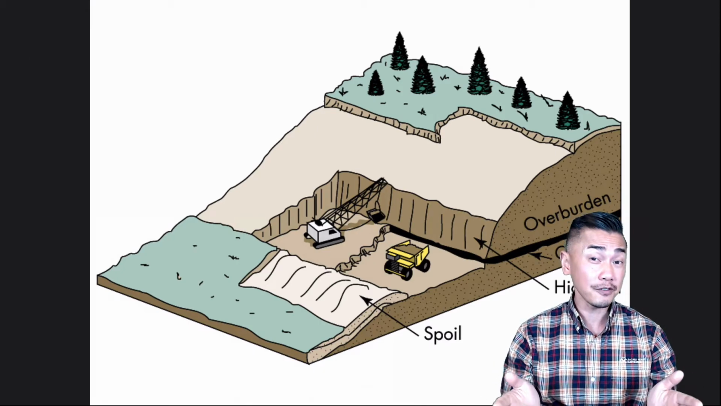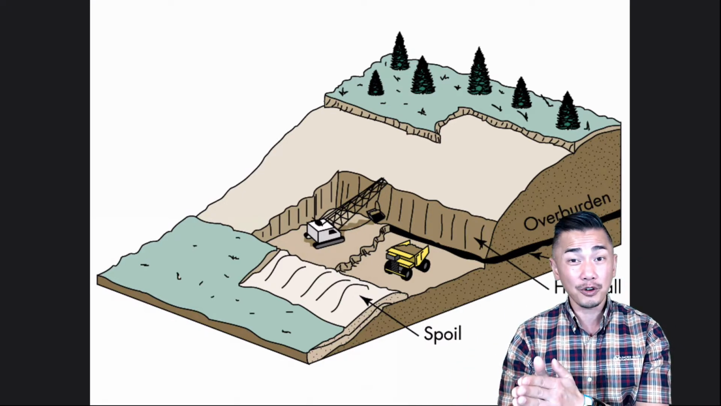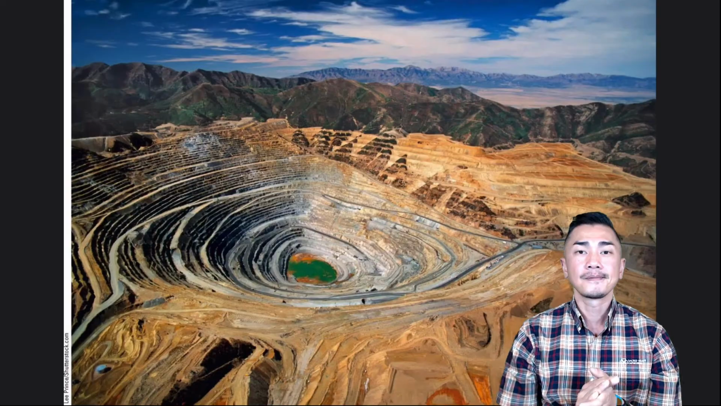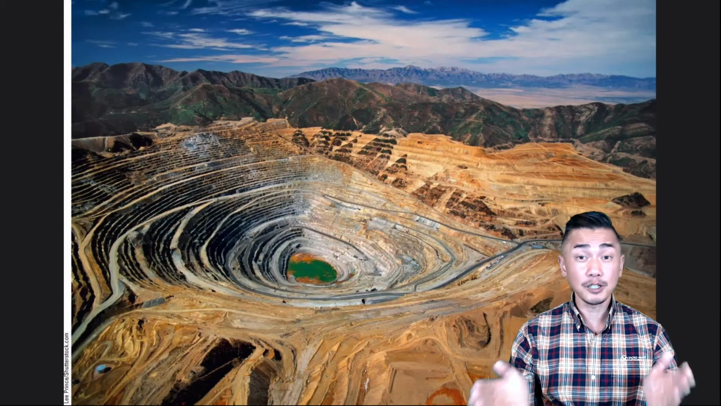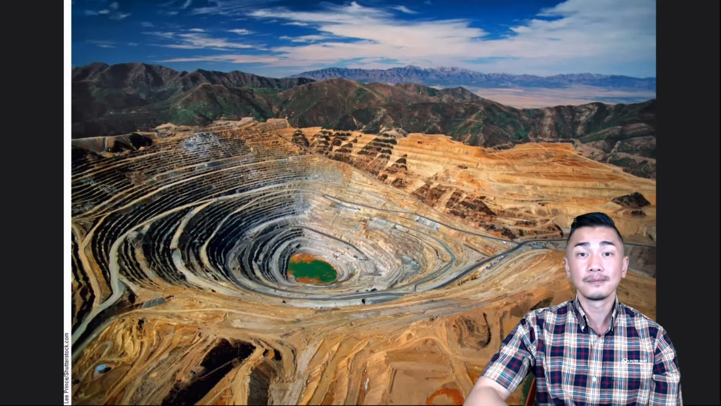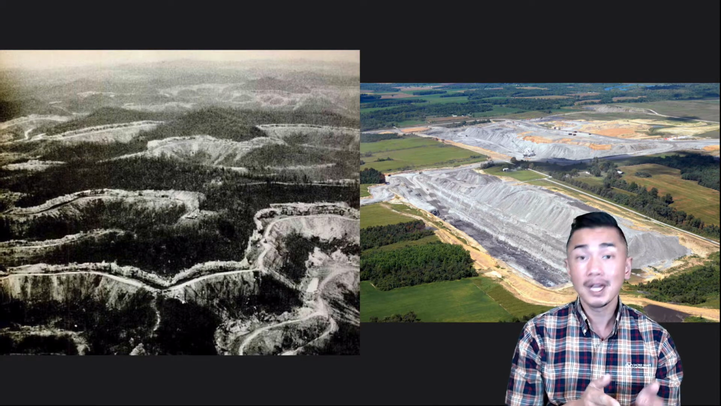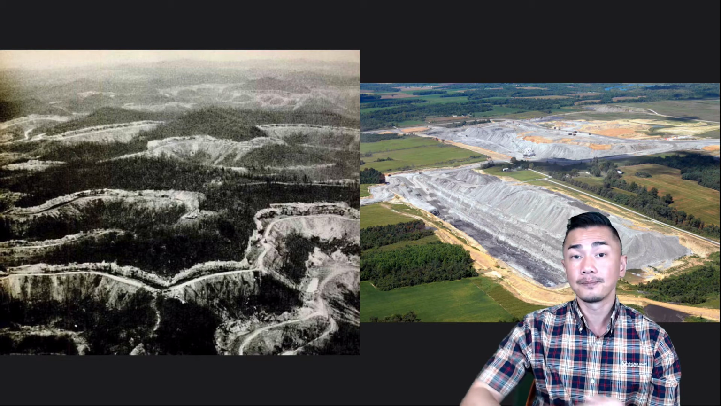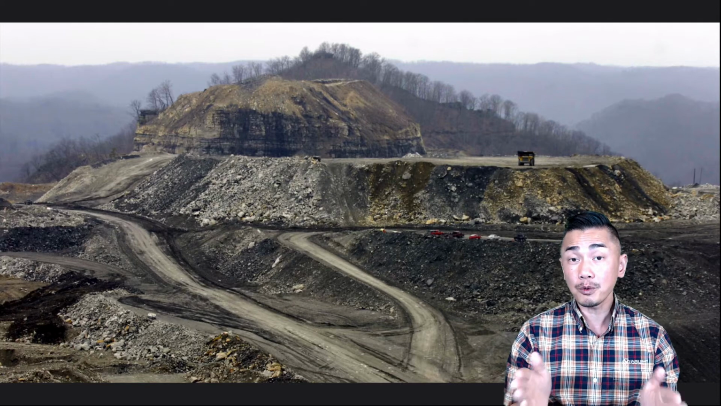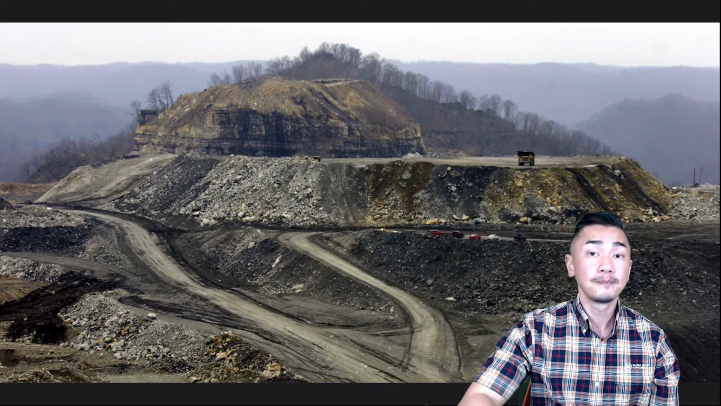This diagram shows a surface mine for coal. You can see the overburden on top of the coal and how the overburden has to be removed and becomes spoil on the left side. This is the Bingham Canyon Mine in Utah. It's one of the world's largest copper mines and is about 3 miles across. Mountaintop removal in the Appalachian Mountains can be seen on the left here, and strip mining can be seen on the right. Here is another example of mountaintop removal. Remember that mountaintop removal is a type of surface mining used to remove shallow mineral deposits.